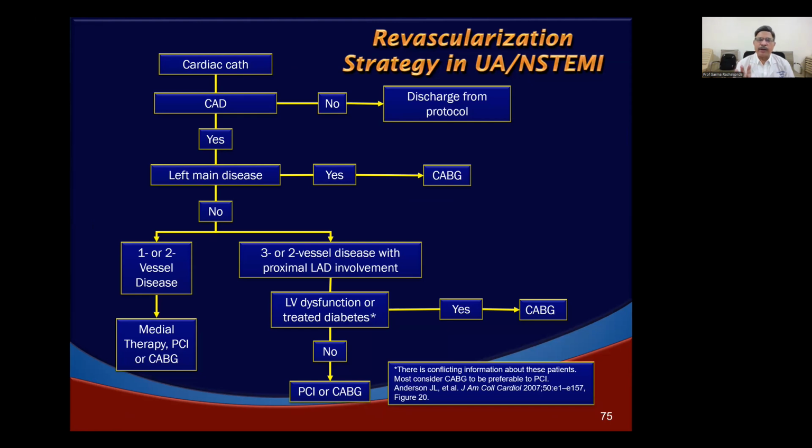No, it is not left main. It is in the circumflex, or in the right coronary, or in the distal branches of the LAD, and not in the left main. Disease is there, but it is not in the left main. Then one or two vessel disease: medical treatment, PCI, or CABG, depending on this. Three vessel disease, proximal LAD involvement, LV dysfunction, patient already being treated for diabetes: yes, CABG. No, PCI or CABG. Do you understand? What do you do? Cath lab, you have taken the patient.